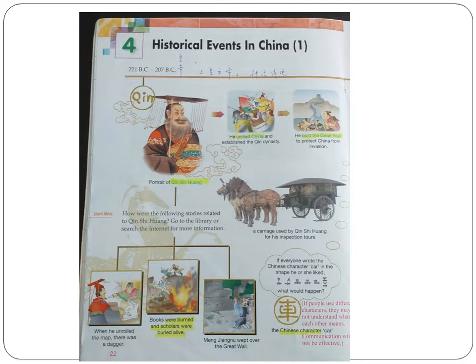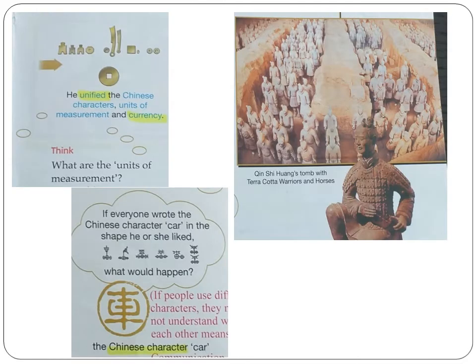Now, these were not the only key points that happened during his time. He also invented some very useful things, and some of the things are: he unified the Chinese characters, units of measurement, and currency. My question is, what are the units of measurement? I'm sure you know that. Units of measurement are used to measure length, capacity, volume, height, breadth. So what he did, he made a standardized unit.